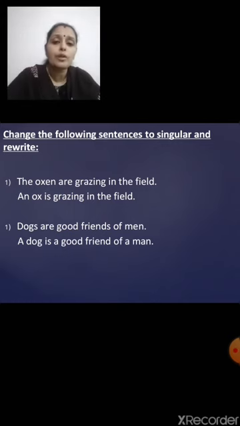The next one, dogs are good friends of men. So, dogs are the plural form. What is the singular form of dogs? A dog. And men, what is the singular form of men? Man. And friends. So, what's the singular form of friends? Friend. So, there are three nouns in this sentence. Dogs, friends, men. Dogs will become a dog, friends will become friend and men will become man.